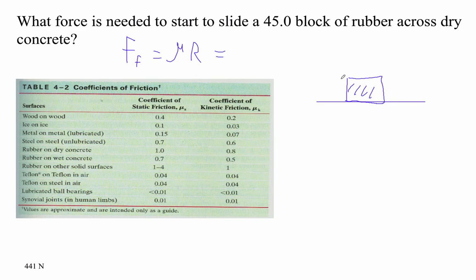So in cases where it's a level surface like this, R is just the force of gravity. So it's mu times.